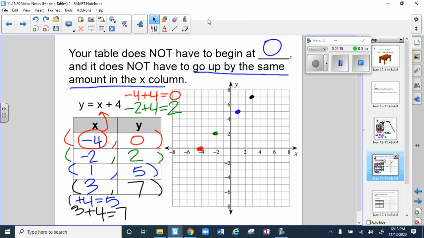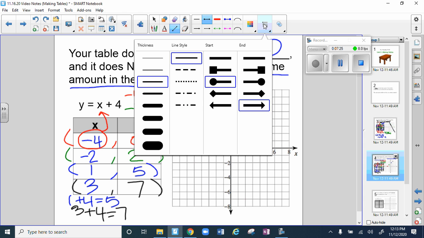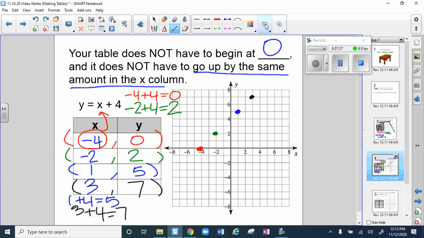So now I have 4 points on my line, 4 solutions that I've graphed, and I can draw that line through them. Just like that.